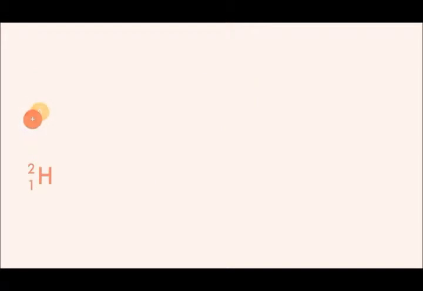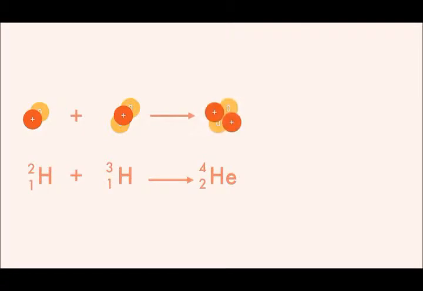Deuterium is an isotope of hydrogen with 1 neutron, and tritium is an isotope of hydrogen with 2 neutrons. When they collide under high temperature conditions, they form a helium atom. They release a neutron and they release a huge amount of energy.